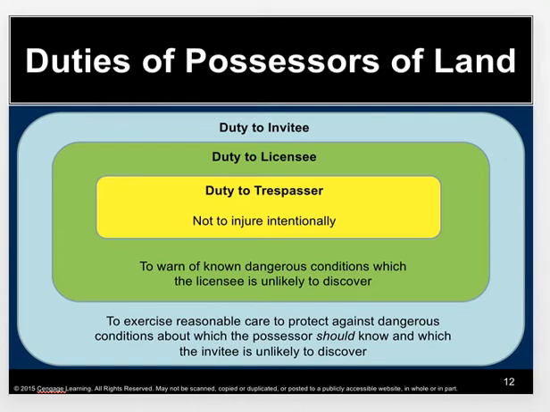Here's a good graph, in essence, that shows kind of the hierarchy of the duties. So we start off with a yellow box in the middle, duty to trespassers, it's not to injure intentionally. Then greater, right? We expand the duty to a licensee, which is to warn of known dangers. And then we expand that even further to invitees, which is to exercise reasonable care to protect against dangerous conditions about which the possessor should know. So now we are adding this additional duty on the possessor of land to inspect and make sure that there is nothing that could harm the invitees.